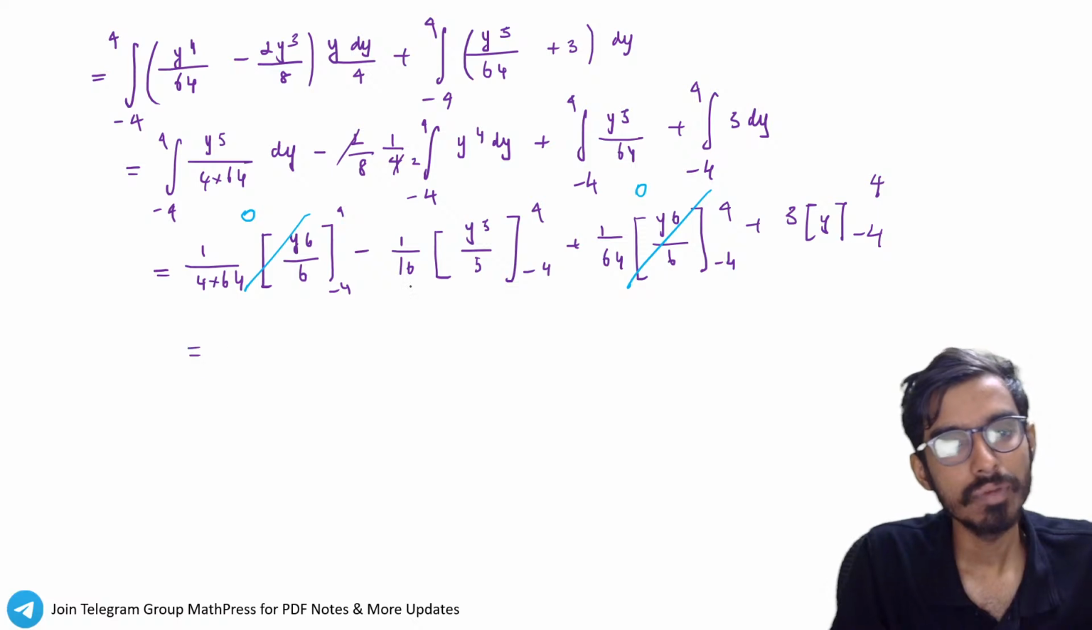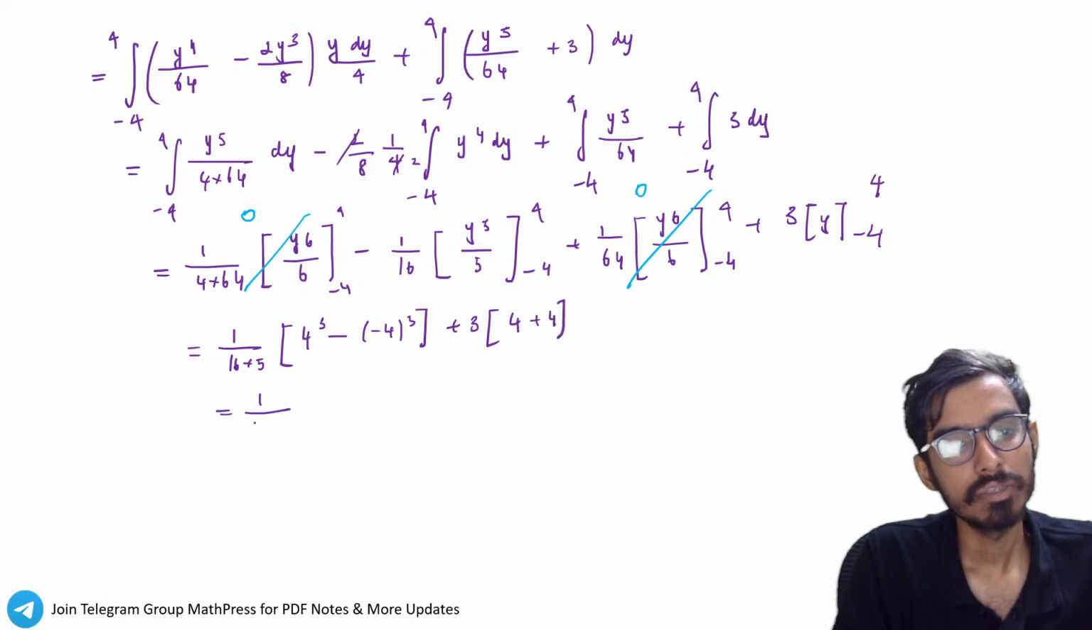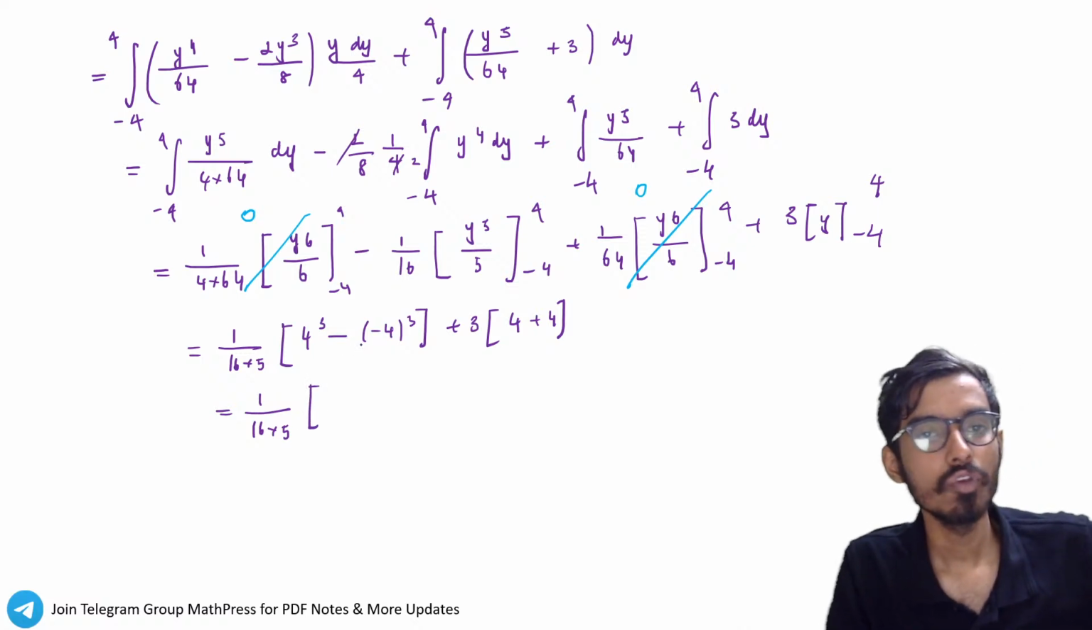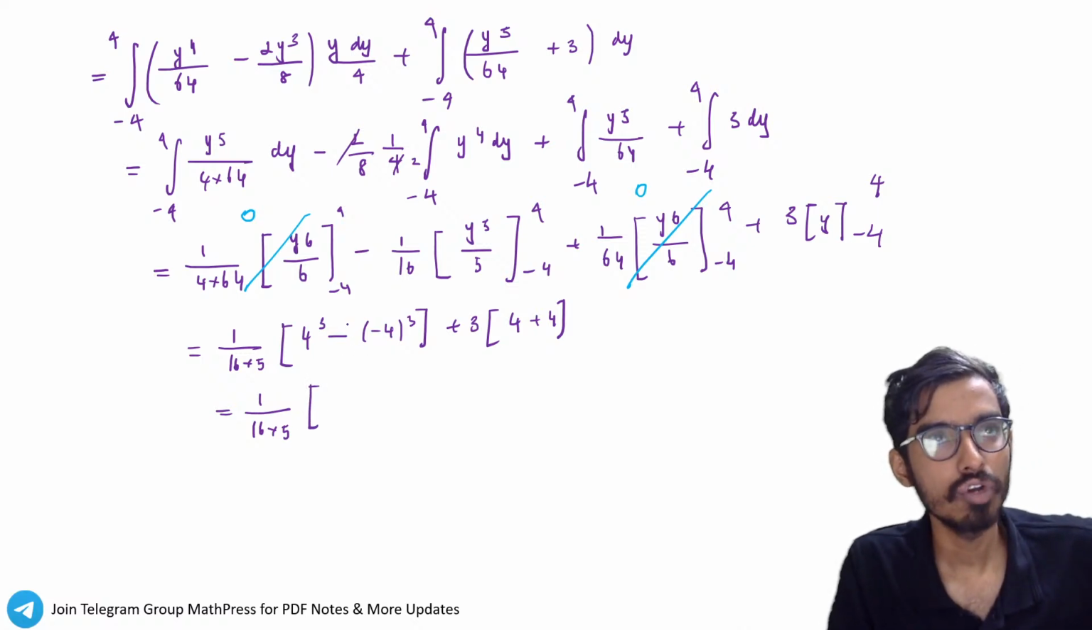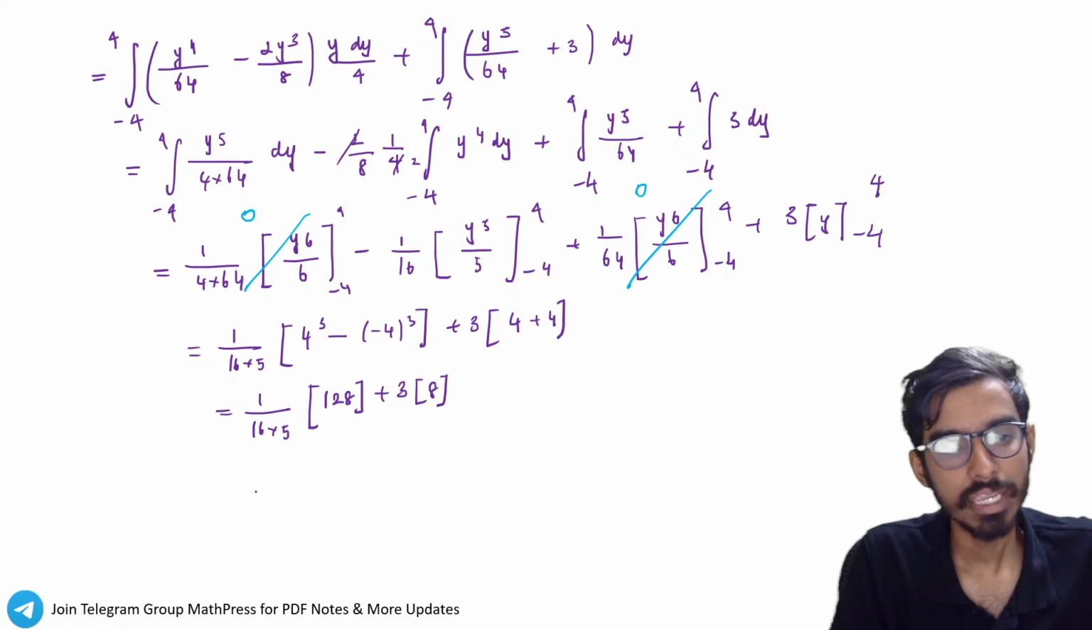Therefore, we will have 1 by 16 into 5. So here we will have 4 cube minus minus 4 whole cube. And here we will have 3 times 4 plus 4, right? Upper limit minus lower limit. So 4 cube is what? 4 cube is 64, right? So we will have 64 plus 64. So we will have 128 plus 3 into 8.